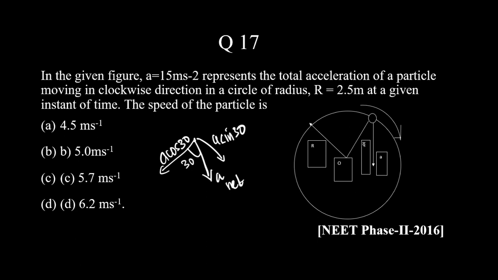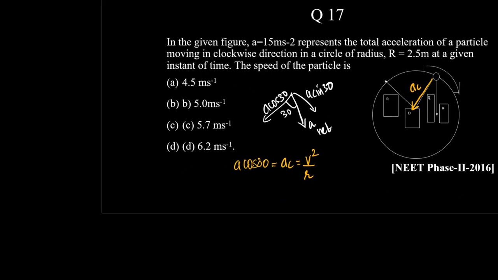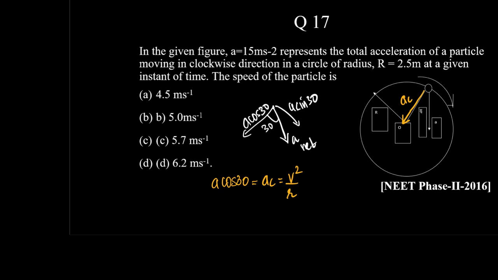So what is actually given in the question? It is given in the question that this A cos 30 is equal to the centripetal acceleration AC, which is nothing but V square by R. So what are we trying to find out? We're trying to find out the speed of the particle. So V square will be equal to R into A cos 30.